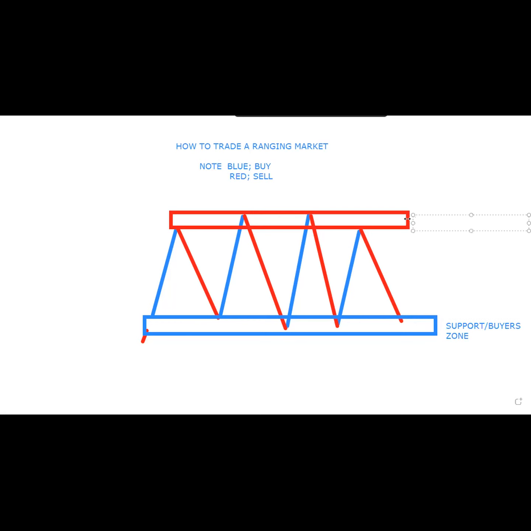Okay. So in front of that, let's explain. Once you've sighted an area on the market where buyers and sellers are pushing the prices in a horizontal manner, buy around the support zone, sell around the resistance zone.